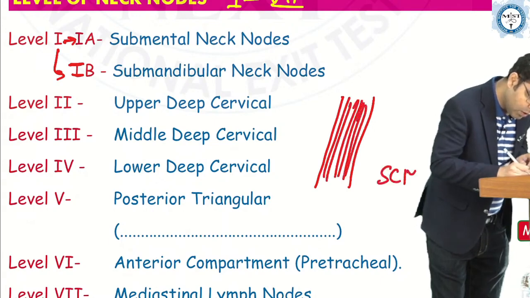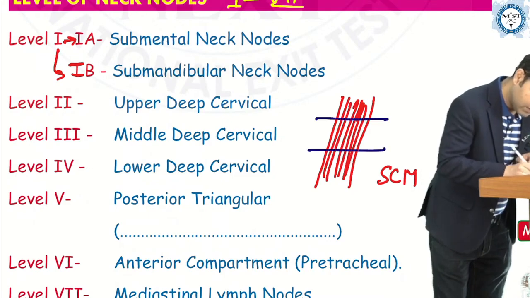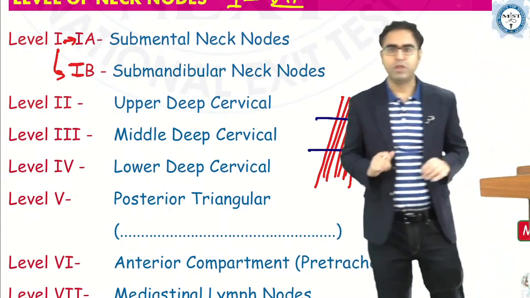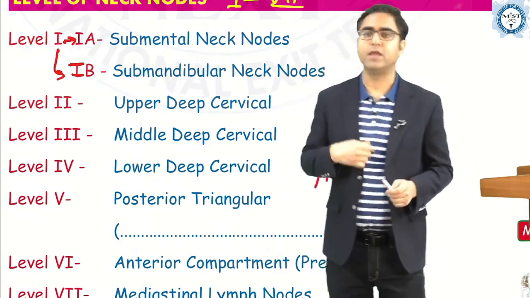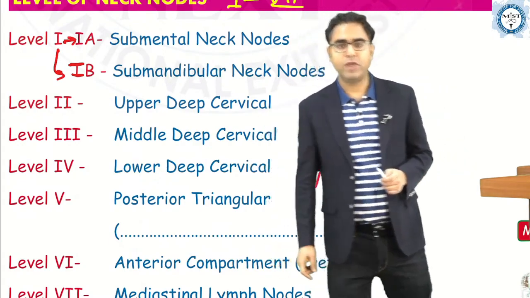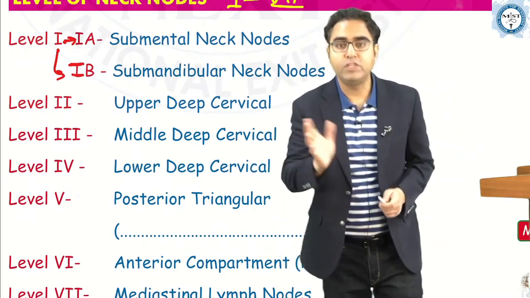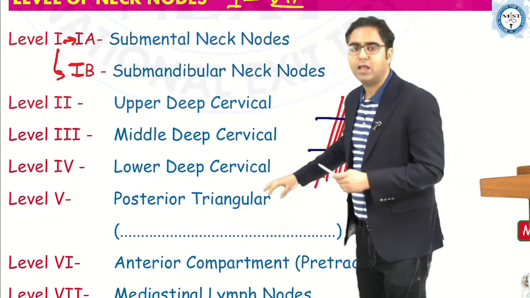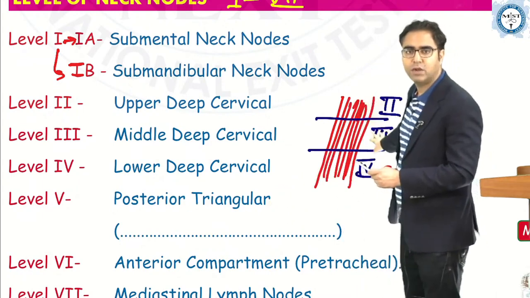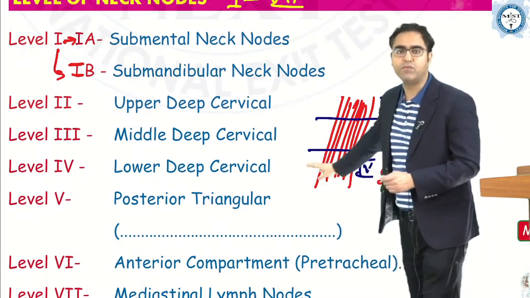This muscle is sternocleidomastoid muscle, beta. Sternocleidomastoid divided into 3 parts like this: 2, 3, 4. Upper deep cervical, middle deep cervical, lower deep cervical. Deep to which muscle? Deep to sternocleidomastoid muscle. So below the upper 1/3 are level 2 or upper deep cervical, below the middle 1/3 are level 3 or middle deep cervical, and below the lower 1/3 are lower deep cervical or level 4, beta.